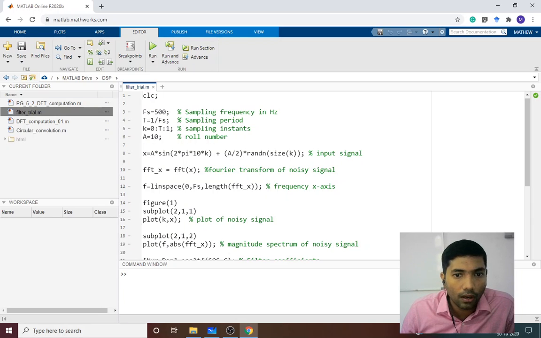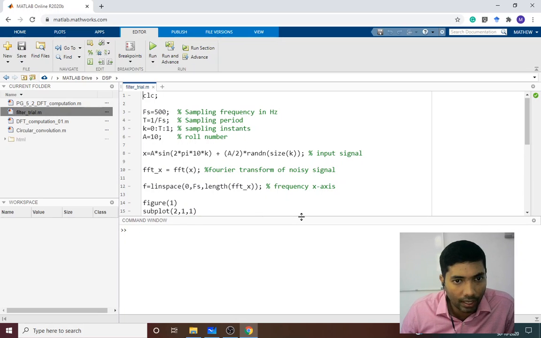Okay, so this window is the script, which is the M file. On the left hand side you have the current folder, below you have the workspace, which is the place where the variables are being stored, and at the bottom we have the command window where we can see the output. Okay, so let me quickly go through the code.